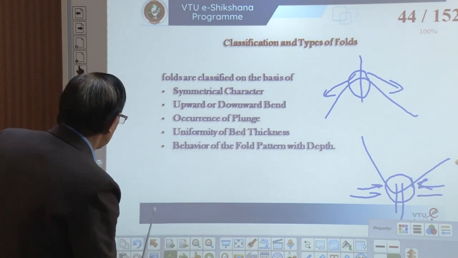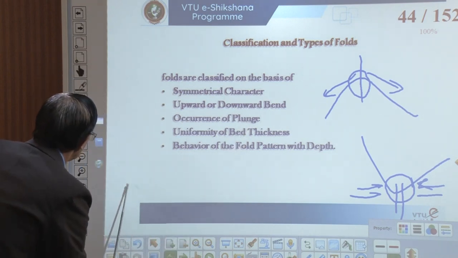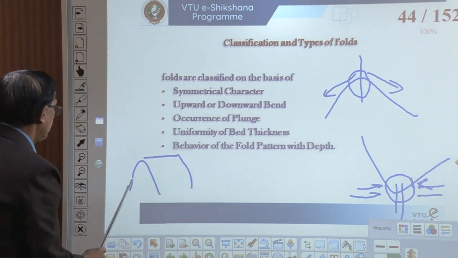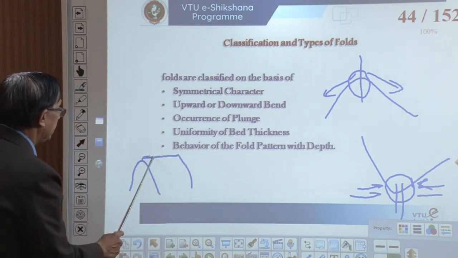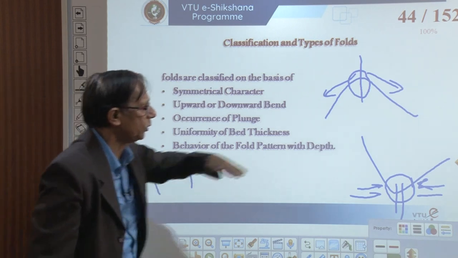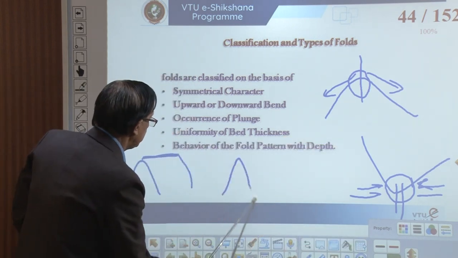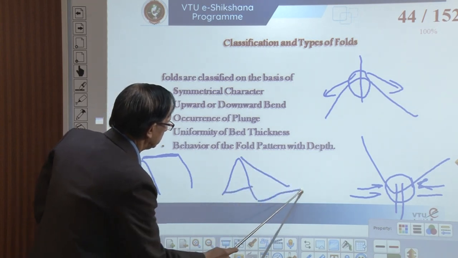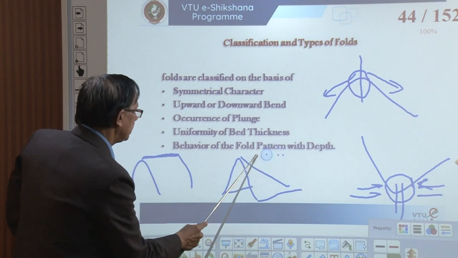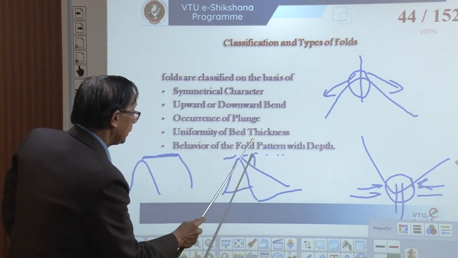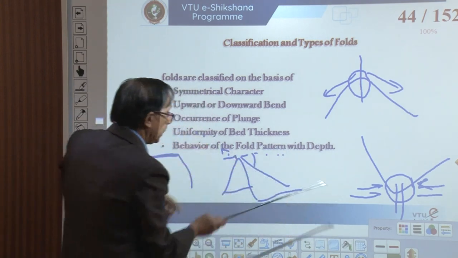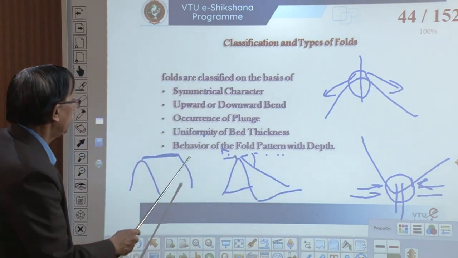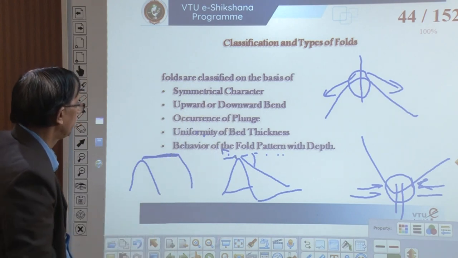What do you mean by plunge? For example, here the beds, this is the axis of the fold, remains horizontal throughout. But here, in this case, the axis is inclined, it has some angle. This is called a plunge. So people also use the plunge of the fold.